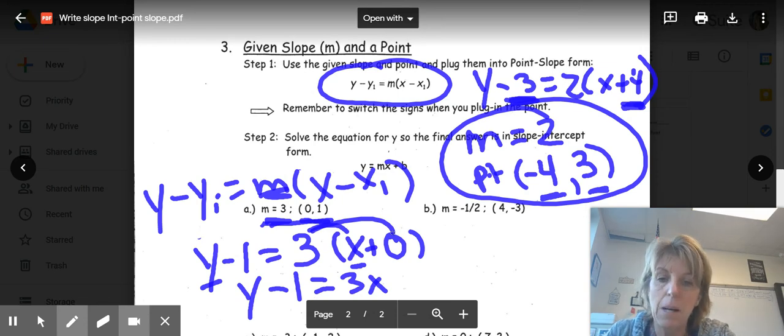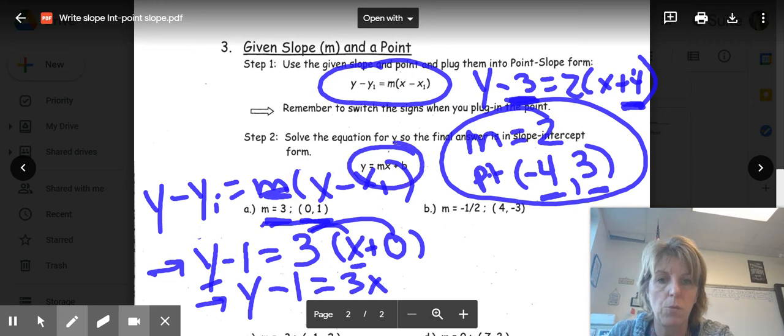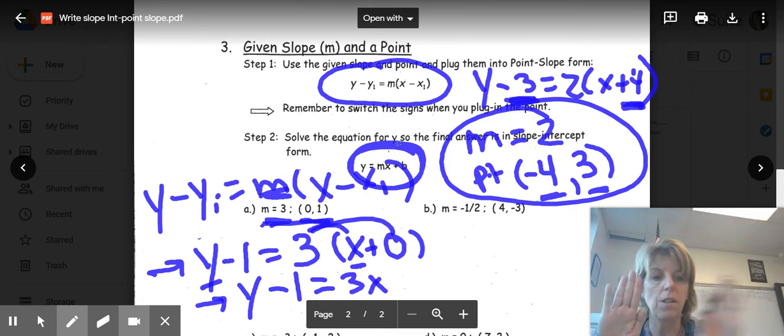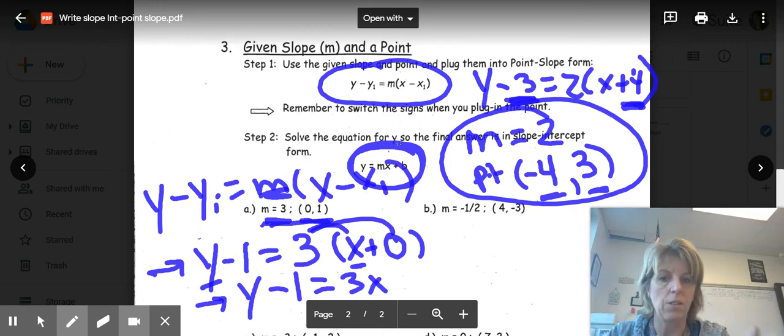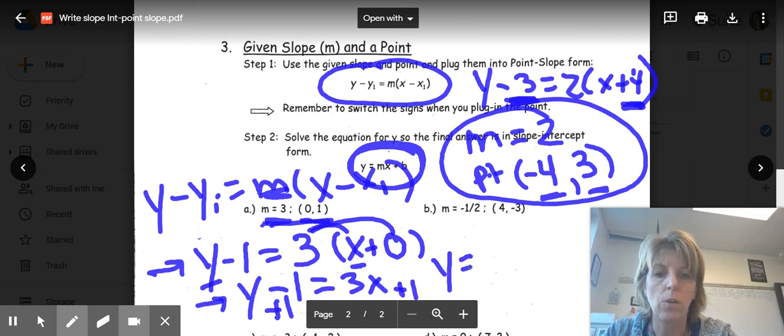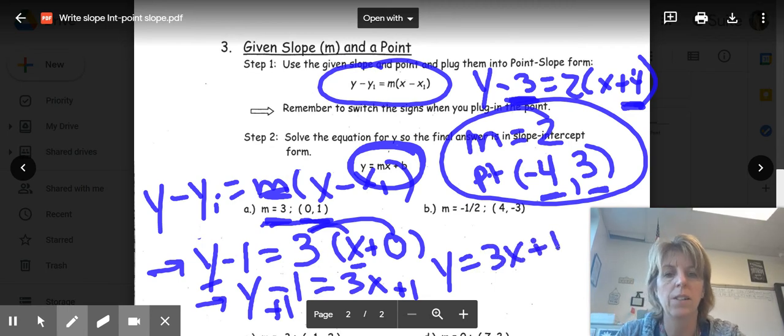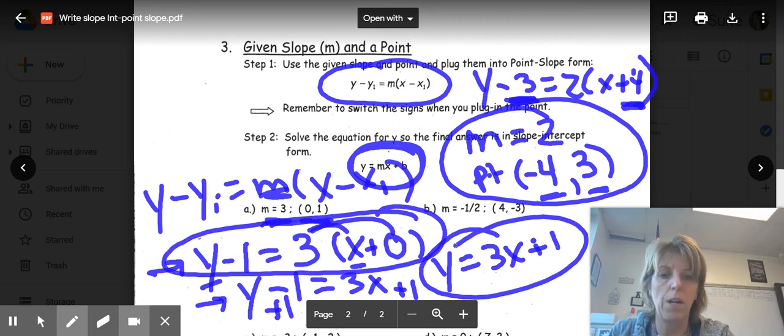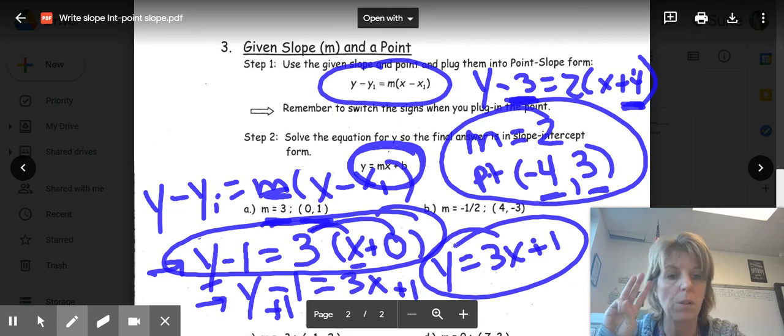Then we're going to take it one step further, because our directions say that we need to put this into slope-intercept form. So we've written it in point-slope form and we simplified it. Now we need to put it into slope-intercept form, which is y equals mx plus b. In slope-intercept form, we have y on one side and everything else on the other side. So we keep y and move everything else. All we have to do is add 1 to both sides. So we get y equals 3x plus 1. And now it went from point-slope form to slope-intercept form. Again, those 3 forms, we're just going to keep moving back and forth.